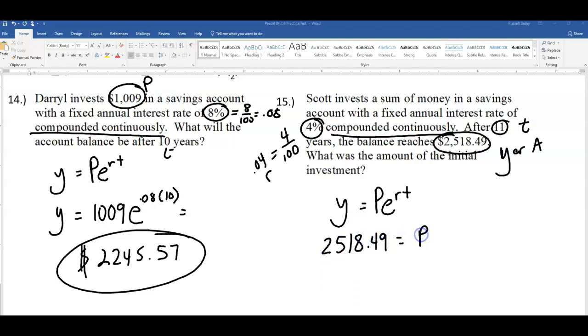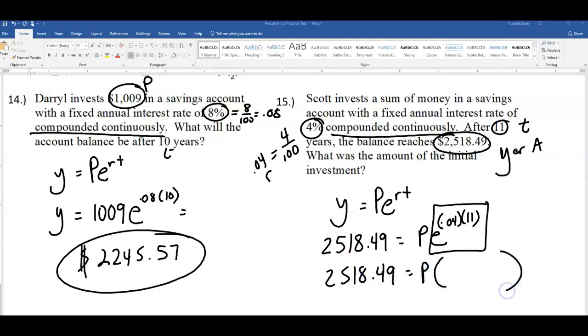We don't know what the P is. But we do know that the R is 0.04, and we also know that the 11 is our time. And so we're just going to go ahead and start by figuring this out. So let's do that. Calculator. And I end up with 1.553 if I round to the thousandths place.